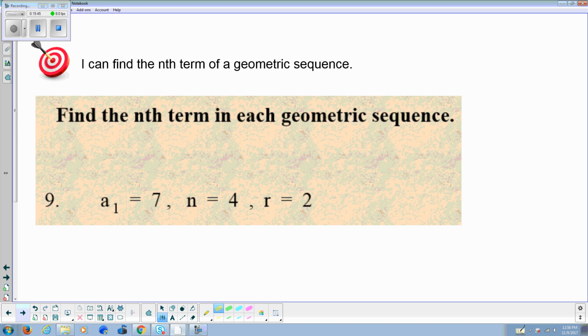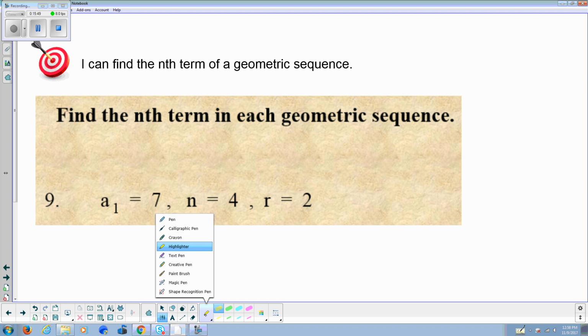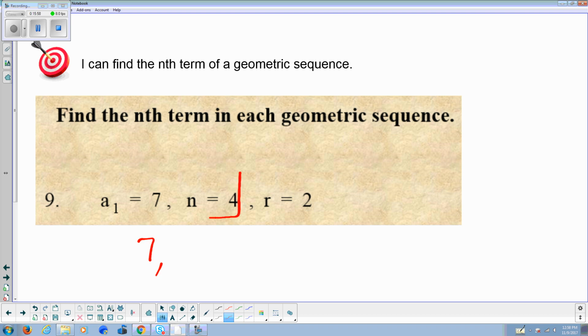Looking at the next one, it says to find the nth term in the geometric sequence. So this is getting a little bit tougher. This time they're telling me that A1 is given to be 7, that R is 2, and they're asking me to find the nth term. 1, 2, 3, 4. So I'm looking for this fourth term, A4.